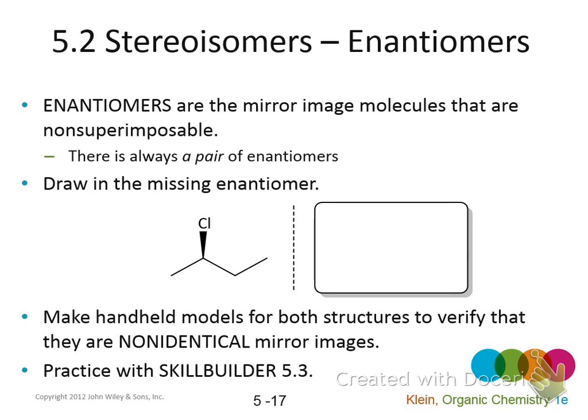Okay, so now we're going to play this game of draw the missing enantiomer. Let me back up for a second and give you a new word. The enantiomer is the mirror image molecule that's non-superimposable. So when you switch a bond and it's not superimposable, that's known as its enantiomer. They make an enantiomeric pair. There's always a pair of enantiomers.